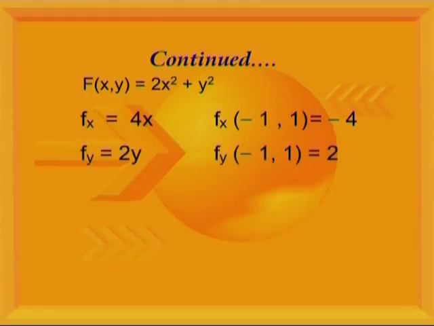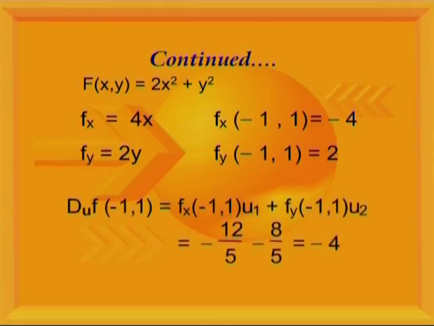So according to our rule, this will be equal to fx into u1 plus fy into u2 at the point -1, 1, and this will be equal to -12 over 5 minus 8 over 5, which is equal to -4.